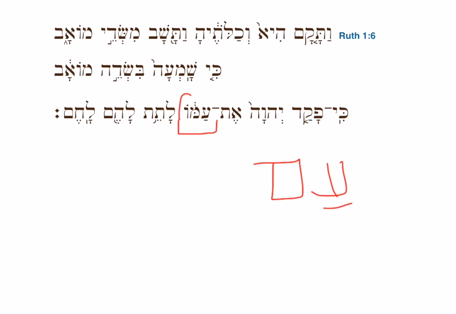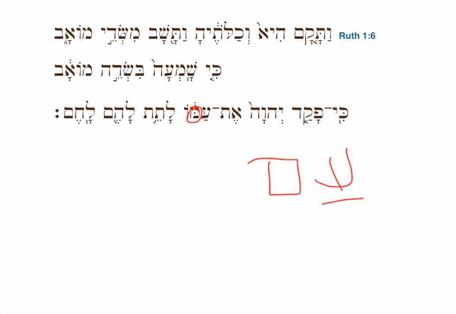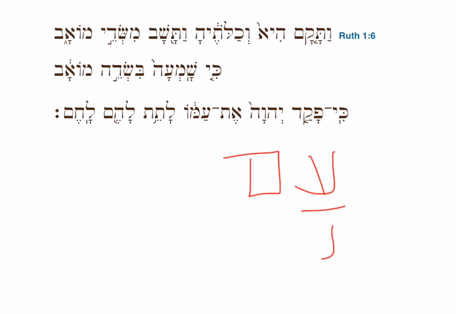We see that we have the singular 3ms suffix added to it, but I want to ask, why is there a dagesh in that mem? Because on your vocabulary card you're going to see this, am, and there is no dagesh. So what's going on? Well, your vocabulary card form, am, is technically this.